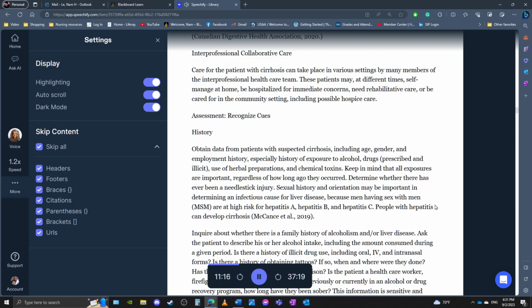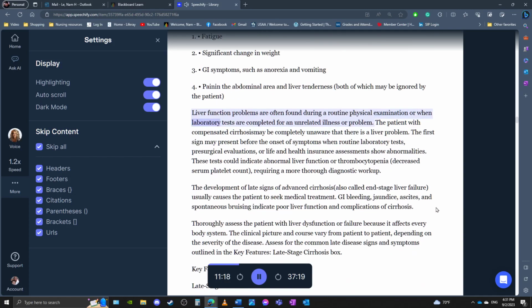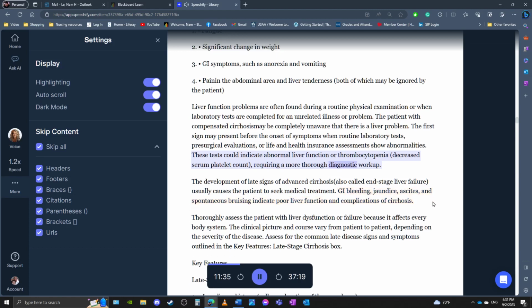Liver function problems are often found during a routine physical examination or when laboratory tests are completed for an unrelated illness or problem. The patient with compensated cirrhosis may be completely unaware that there is a liver problem. The first sign may present before the onset of symptoms when routine laboratory tests, pre-surgical evaluations, or life and health insurance assessments show abnormalities. These tests could indicate abnormal liver function or thrombocytopenia, requiring a more thorough diagnostic workup.